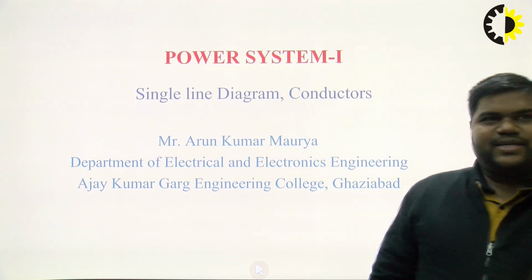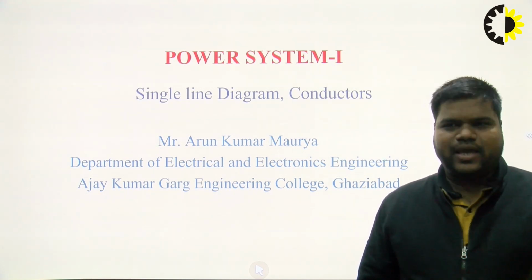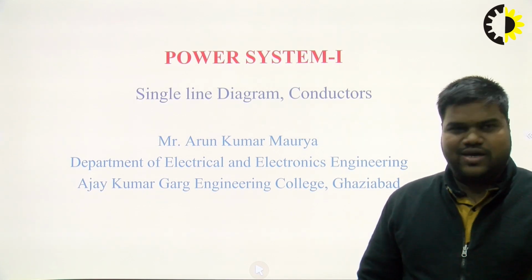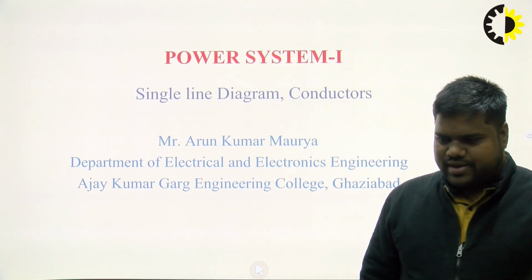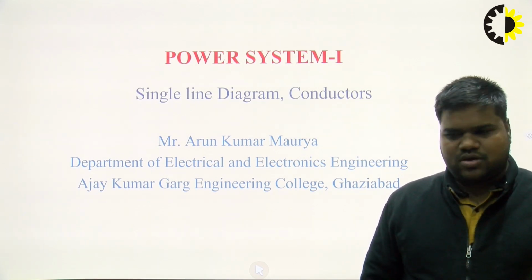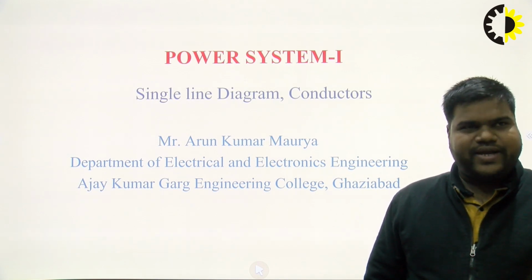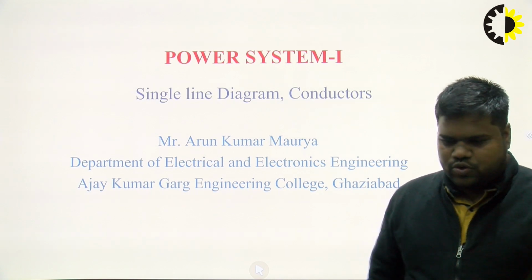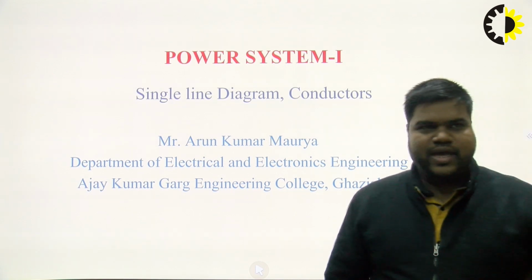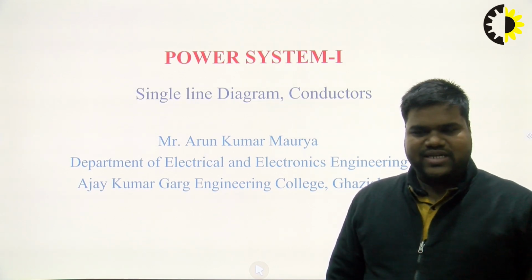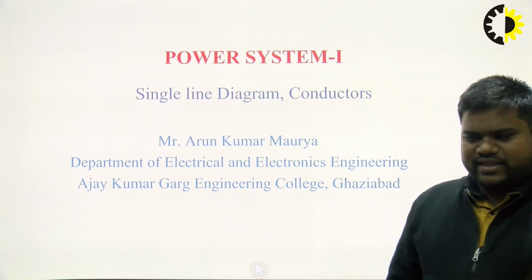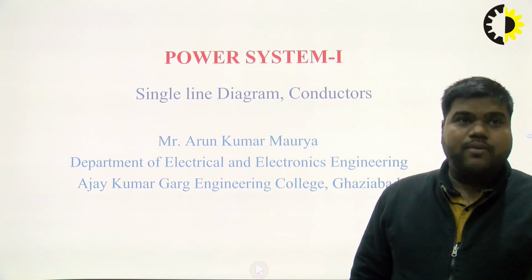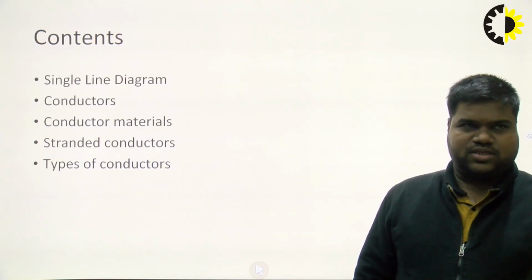The subject is Power System 1. The AKTU code is KEE 501. Under this lecture series, the first lecture was on Kelvin's law and its modification. Today I will discuss the single line diagram, that is the one line diagram, and the different types of conductors used for power system applications.